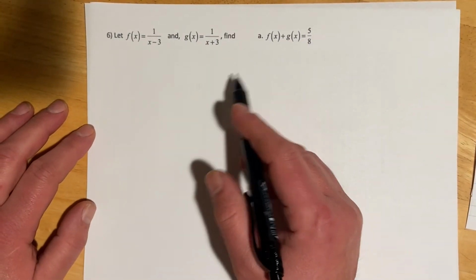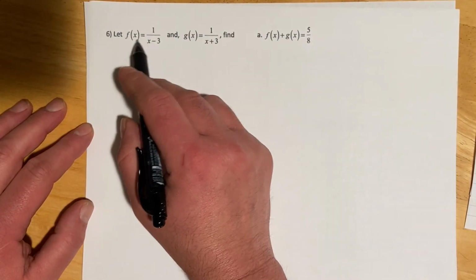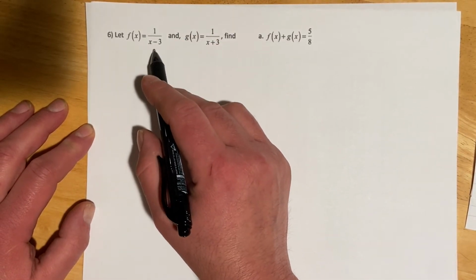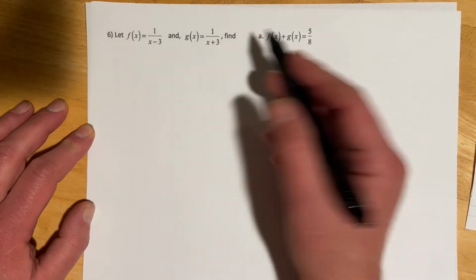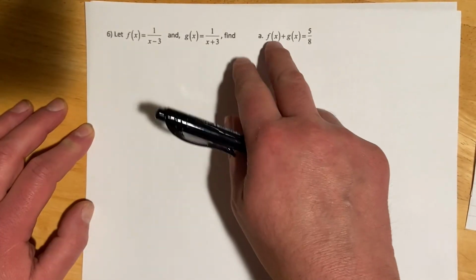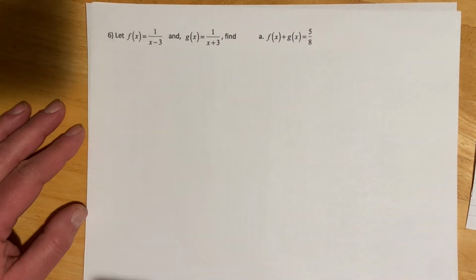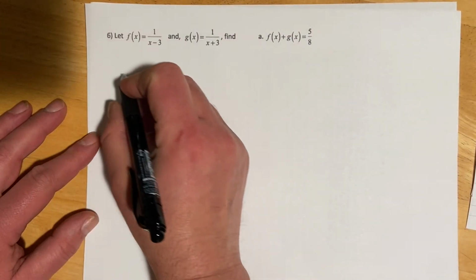Okay, this next example is basically the same thing. It's just given with a little bit different notation. So they're saying f of x is 1 over x minus 3, g of x is 1 over x plus 3, and this is a three-parter. And so for this first one, we're asked to find f of x plus g of x equals 5/8. So let's write that out.